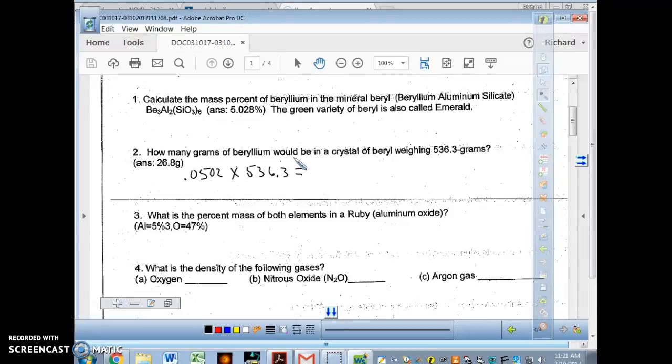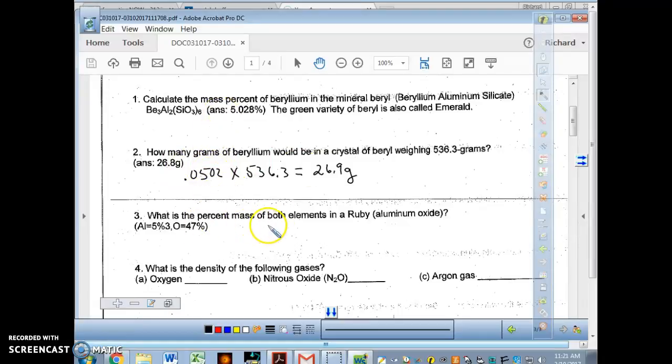So we'll do 0.0502 times 536.3, and it looks like we get about 26.9 grams. Not quite sure how they got 0.8.